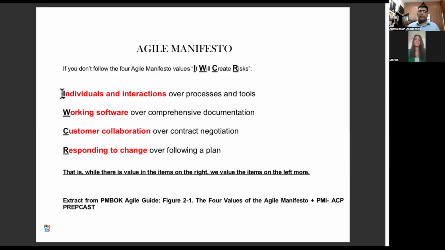So basically 4 rules, yeah? Again, individuals over processes and tools, working software over comprehensive documentation, customer collaboration over contract negotiation, and responding to change over following a plan. 4 key rules of the Agile Manifesto. Okay. Yeah, does it make sense at all?